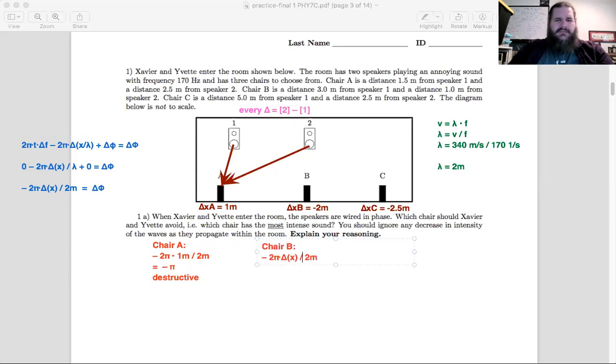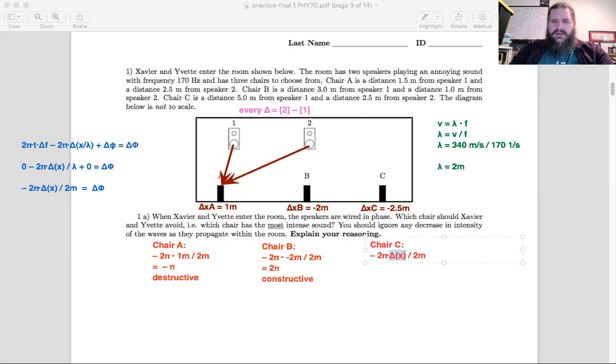For chair B, we fill in delta x, which is negative 2 meters. And what does that reduce to? Yeah, positive 2 pi, which is what kind of interference? Yeah, so that is going to be the loudest possible sound. Presumably that's the answer part 1A is looking for, loudest sound in chair B. We should probably check chair C also in case that might also be constructive.